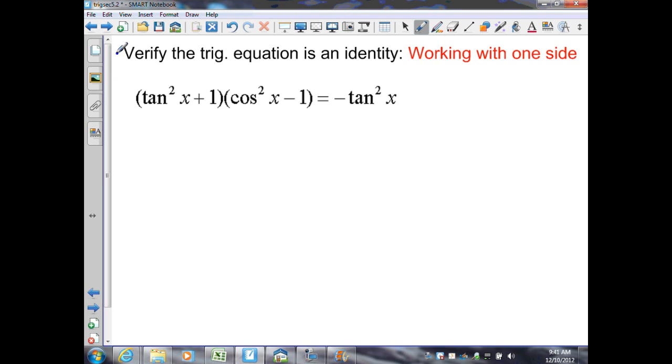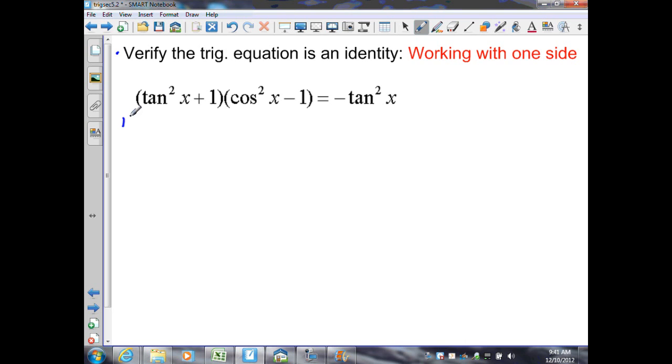Section 5.2 continued, verifying trig identities. Please refer back to the section in Part 1 that has helpful hints for verifying identities. Here what I want to do is begin with the most difficult side first, and I'm going to work with one side. So what I'm going to do is simplify this left side by foiling.